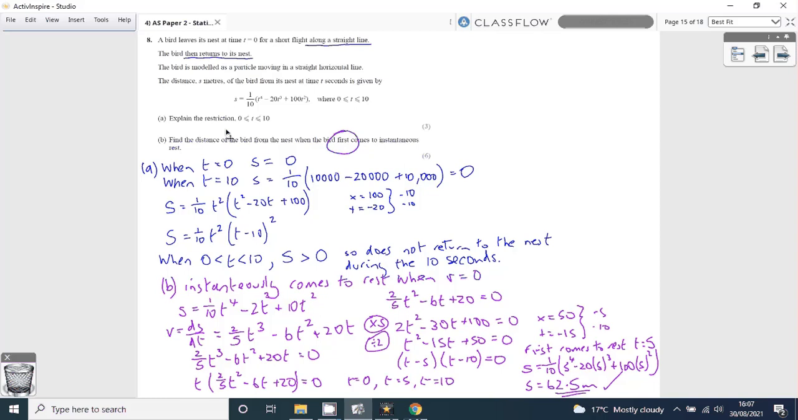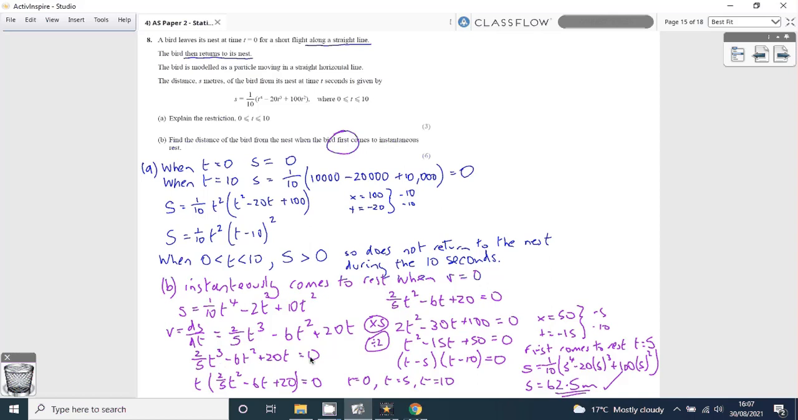Now, for part B, the key point here is that you're instantaneously at rest when the velocity equals 0. So multiply through by a 10th to get a displacement, a distance formula that we can differentiate. Differentiate it. So remember, you multiply by the current power, reduce the power by 1. That gives me this. And we want to set this velocity to being 0. So I've set it equal to 0 here.